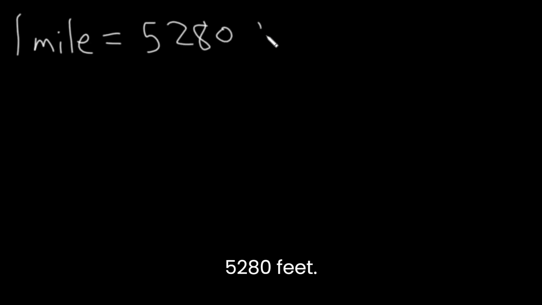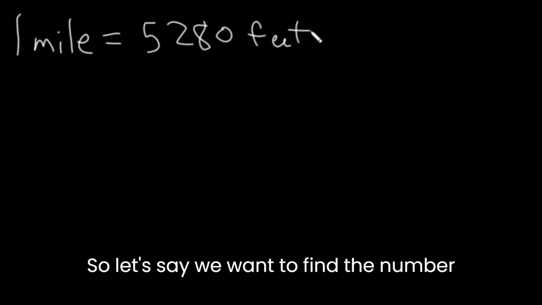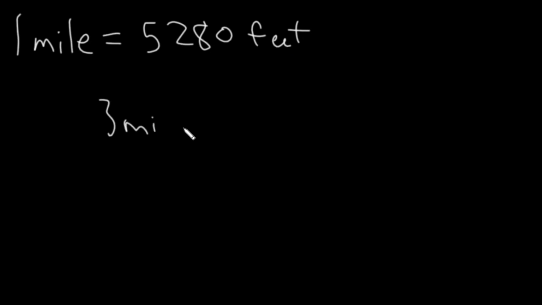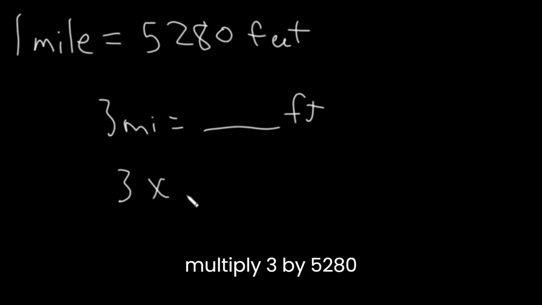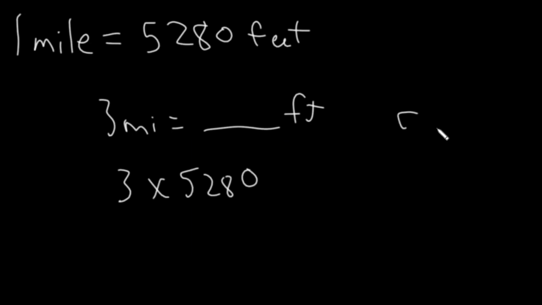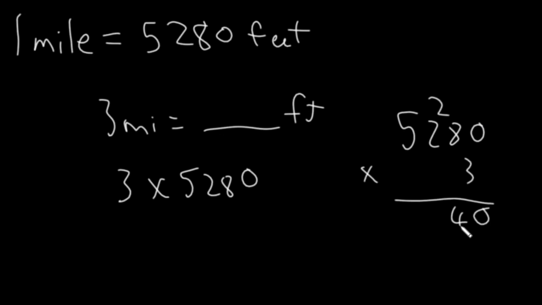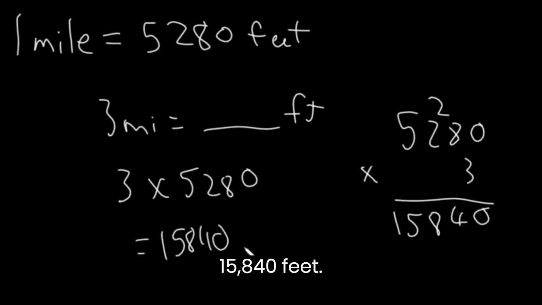Next, we have 1 mile is equal to 5,280 feet. So let's say we want to find the number of feet in 3 miles. What we're going to do is we're going to multiply 3 by 5,280. This will be 15,840 feet.